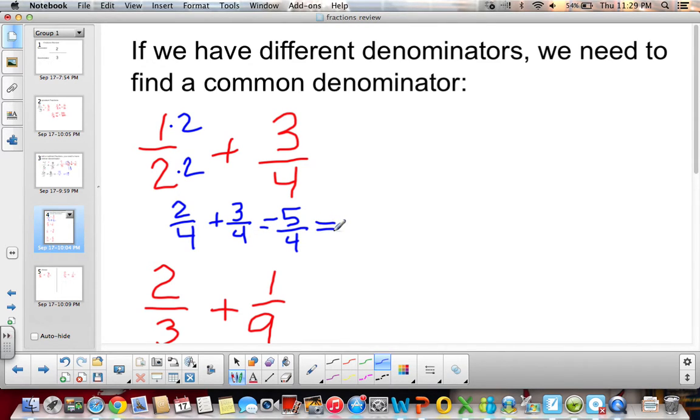We can take 4/4 out, or take 4 away from 5. We get a whole number, and then we have 1 left over. Okay, next.